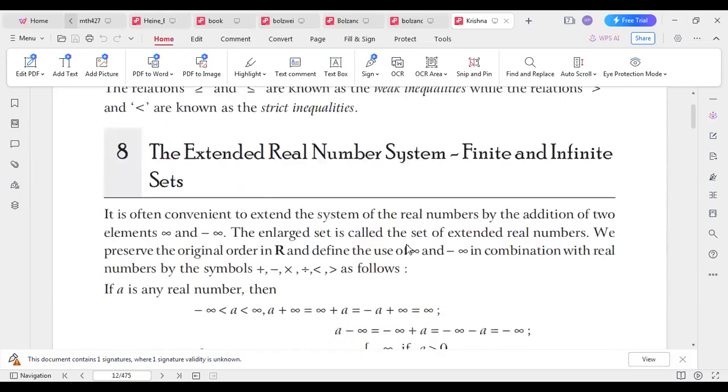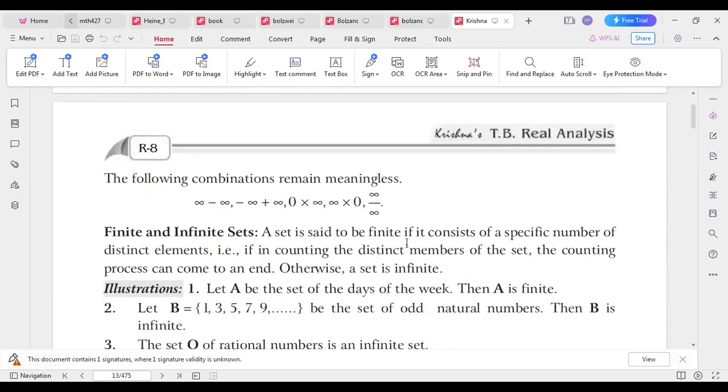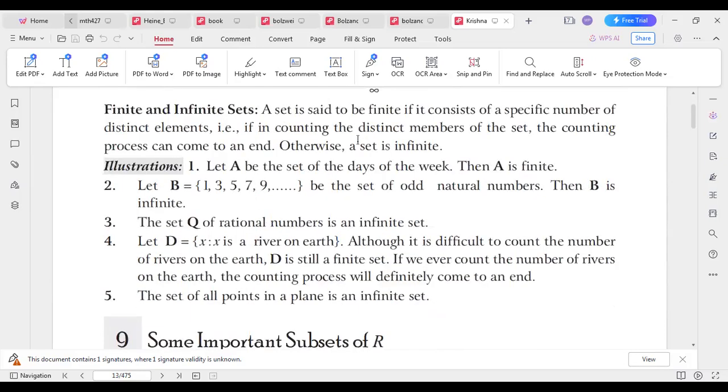Now what will be the finite sets and infinite sets? A set is said to be finite if it consists of a specific number of distinct elements. That is, if in counting the distinct elements of the set, the counting process can come to an end. Suppose A is the set of the days of the week. So A is finite. Suppose B is the set of odd natural numbers, so B cannot be finite.